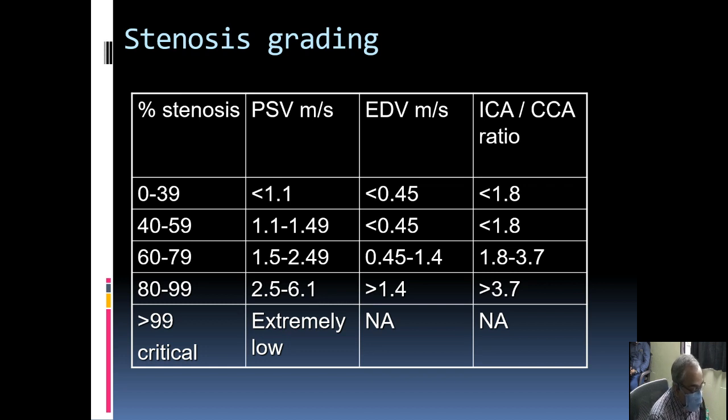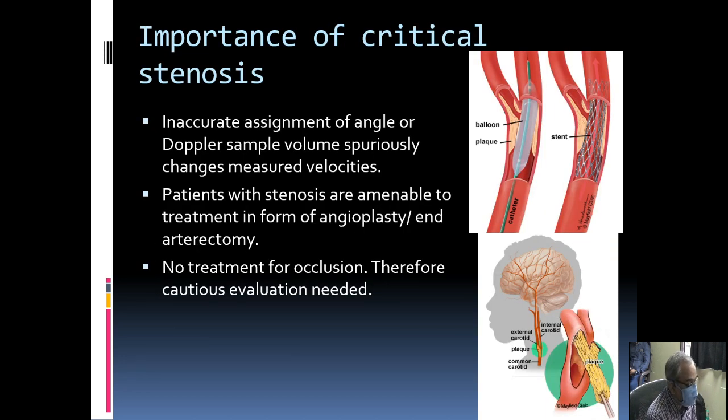So why is it important to see the stenosis and measure it nicely? Because inaccurate assessment of the angle will change the measured velocities. So it will change the degree of stenosis we give to the patient, and it will change the management of the patient. For example, a significant stenosis will be amenable to either angioplasty and stenting or surgery, as the case may be.